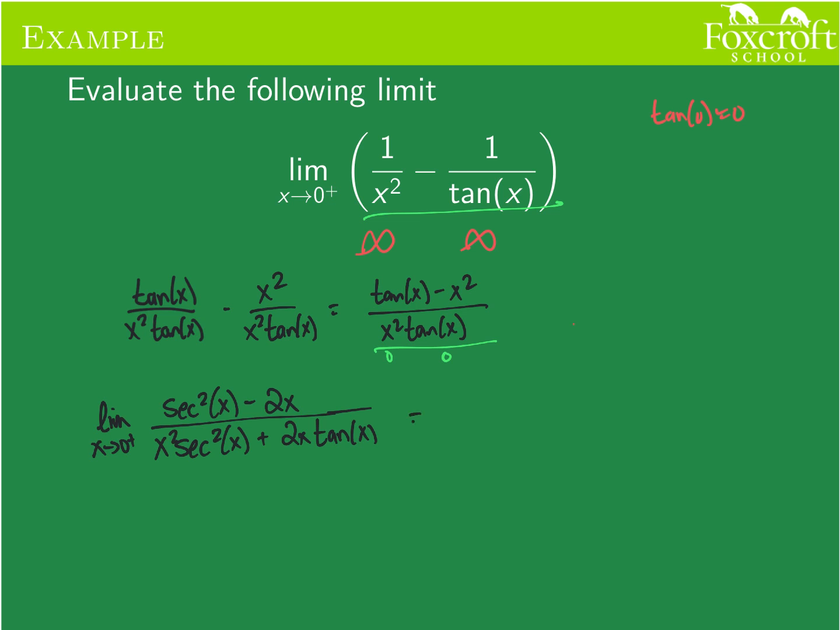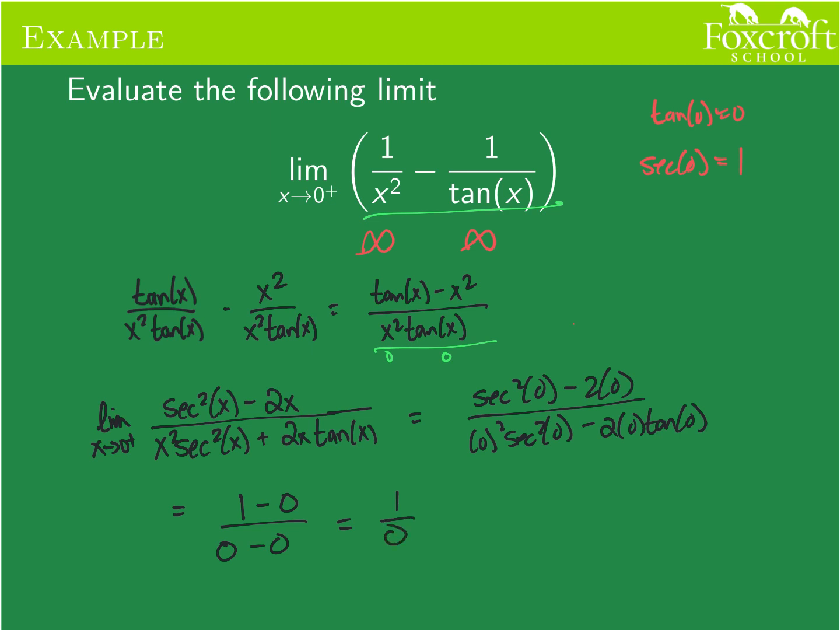And now I want to try to plug in 0. So I'm going to have secant squared of 0 minus 2 times 0. And it's important here to know, we already know tangent of 0 is 0. Secant is 1 over cosine, so secant of 0 equals 1. So if I plug all that in, I'm going to get a 1 minus a 0 over a 0 minus 0. So this gives me 1 over 0.